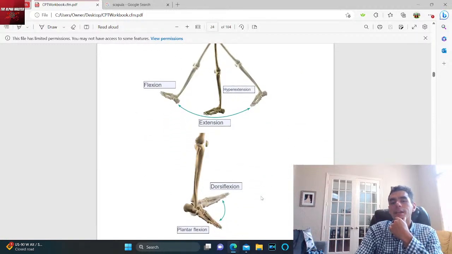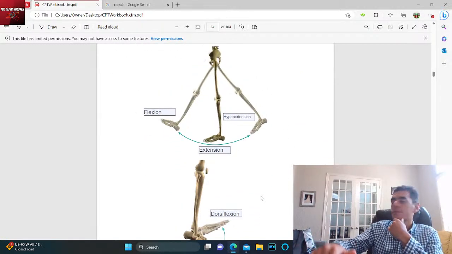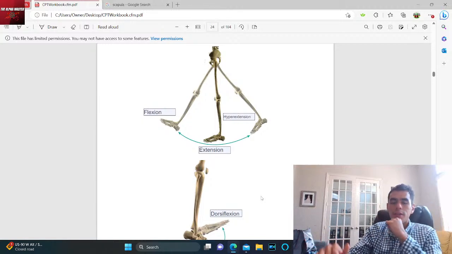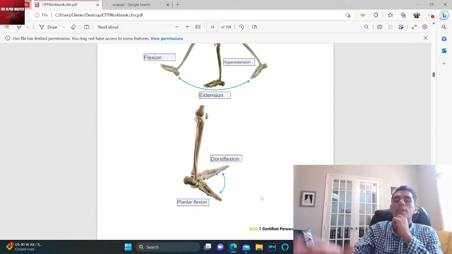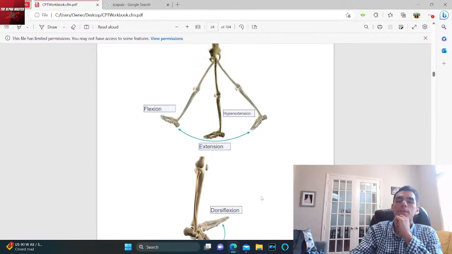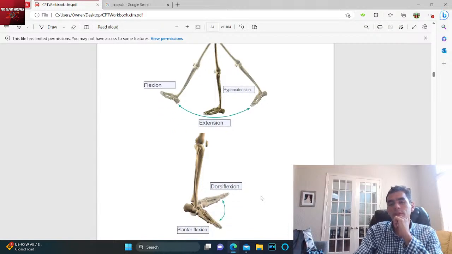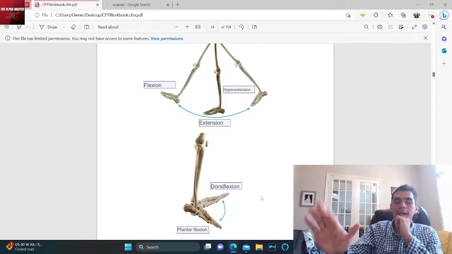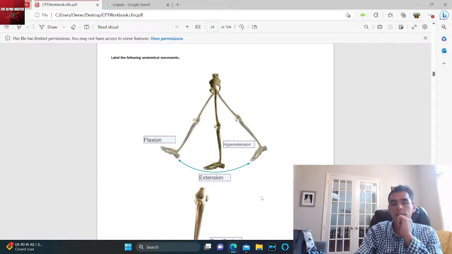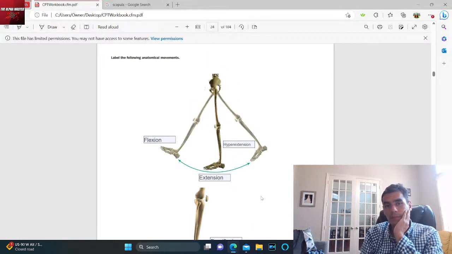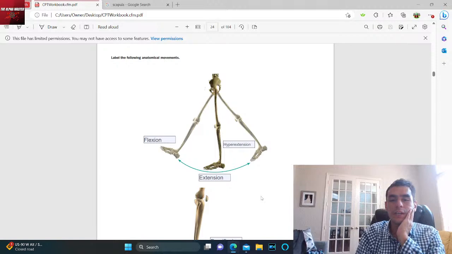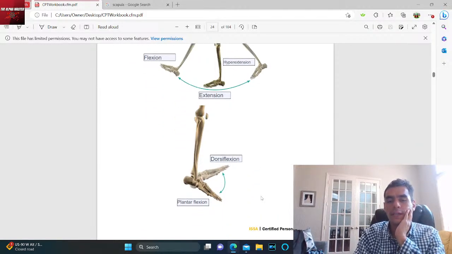So flexion, extension, hyperextension. Now you have dorsiflexion and plantar flexion. These are the following anatomical movements: flexion, extension, hyperextension, and in here, dorsiflexion and plantar flexion.